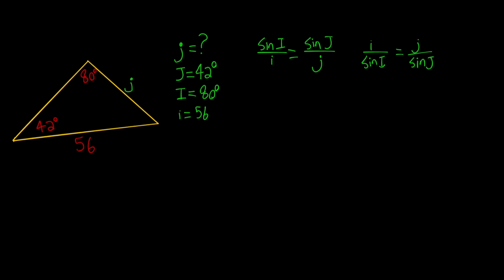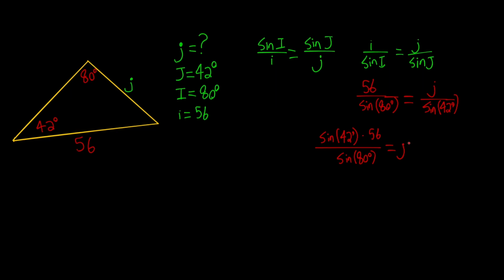So let's start plugging everything in. We're going to get 56 divided by the sine of 80 degrees is equal to J divided by the sine of 42 degrees. Okay, so we're going to use a little bit of algebra. We're going to bring the sine of 42 over to the left side. So sine of 42 degrees times 56 divided by the sine of 80 degrees is equal to J.